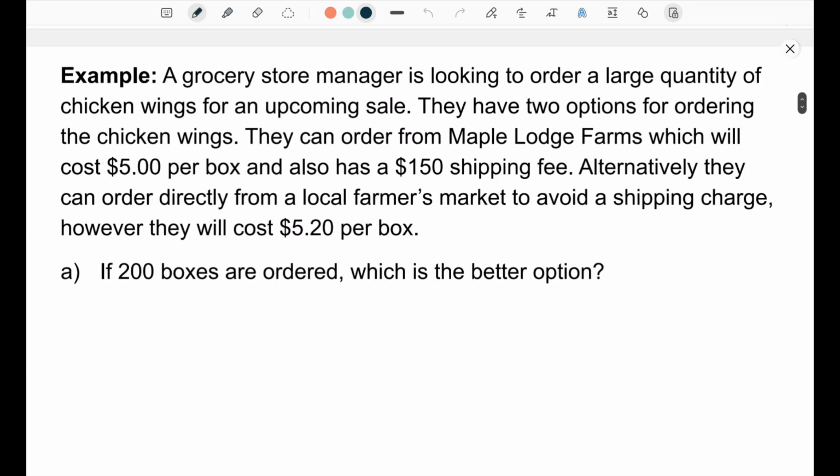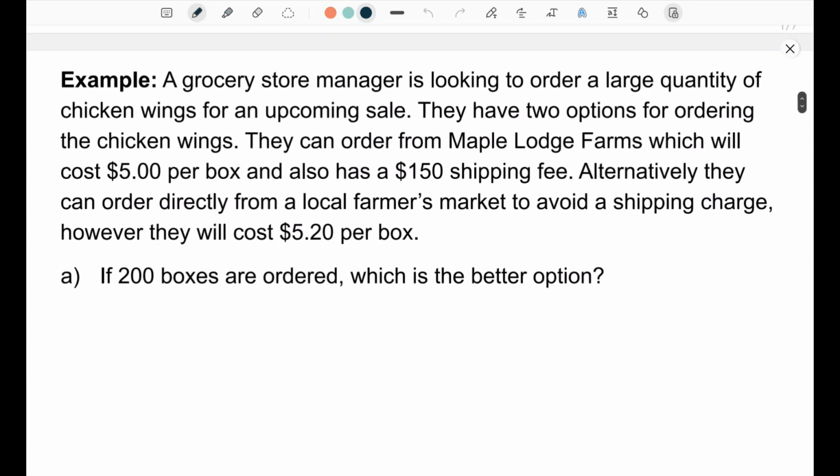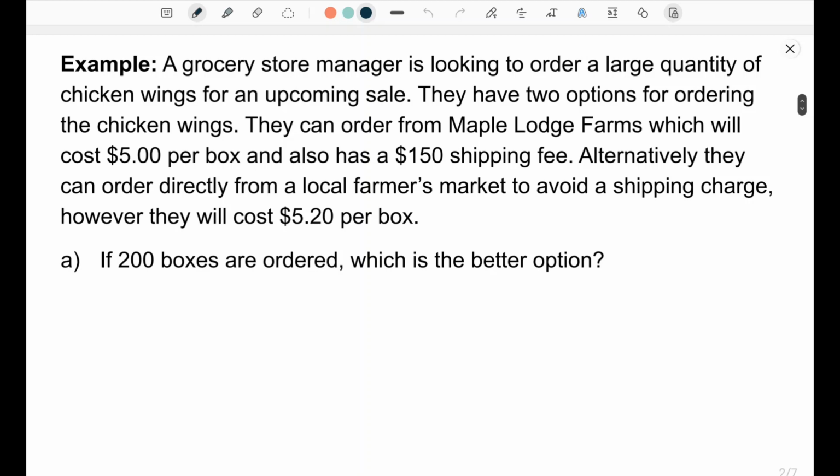All right, so in this word problem, this might look familiar, you have a grocery store manager looking to order a large quantity of chicken wings for an upcoming sale. And they have two options for ordering the chicken wings. They can order from Maple Lodge Farms, where they can get a box for $5, plus a $150 shipping fee for the entire order. Or they can order directly from a local farmer's market to avoid the shipping charge, but it will cost $5.20 per box instead.